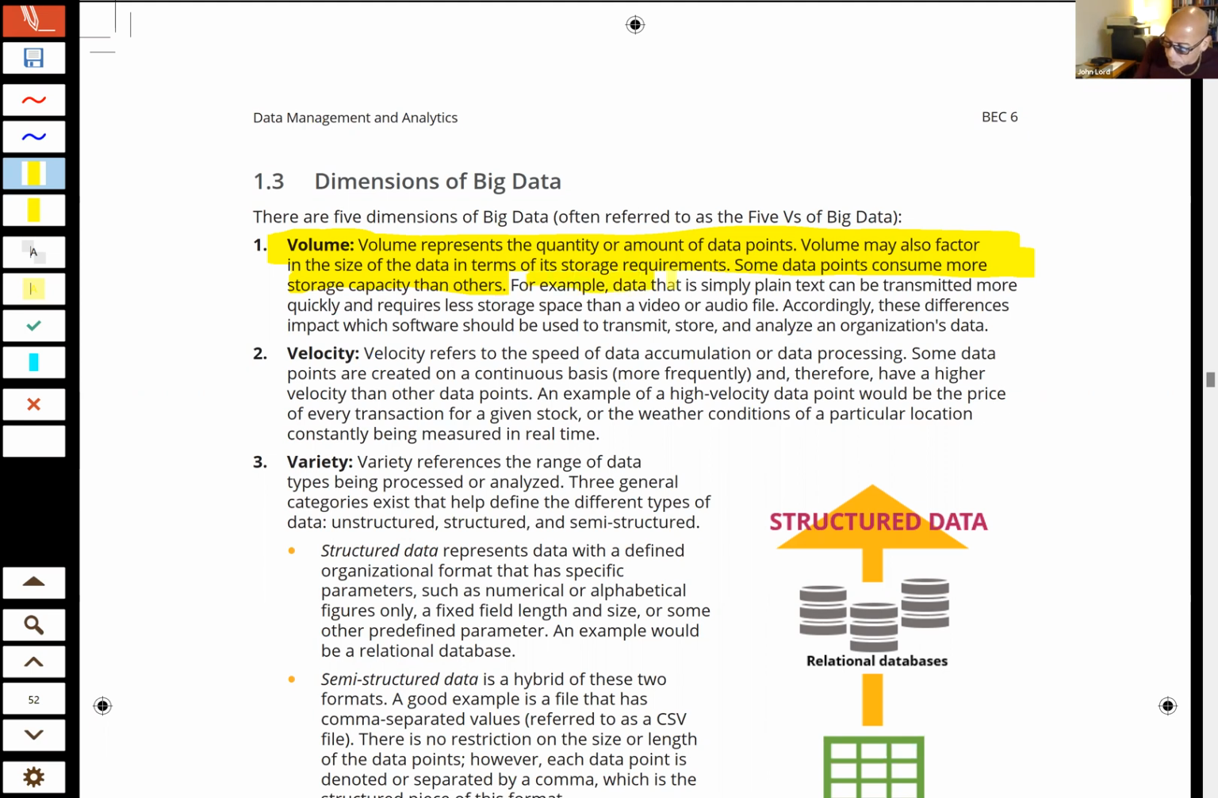For example, data in plain text can be transmitted more quickly and requires less storage than video or audio files. And I think we're all familiar with that. Okay, but go ahead and flashcard some of the volume considerations. We flashcard all these definitions, guys. Velocity refers to the speed at which we can accumulate and process the data. And we're obviously seeing that is increasing significantly now.